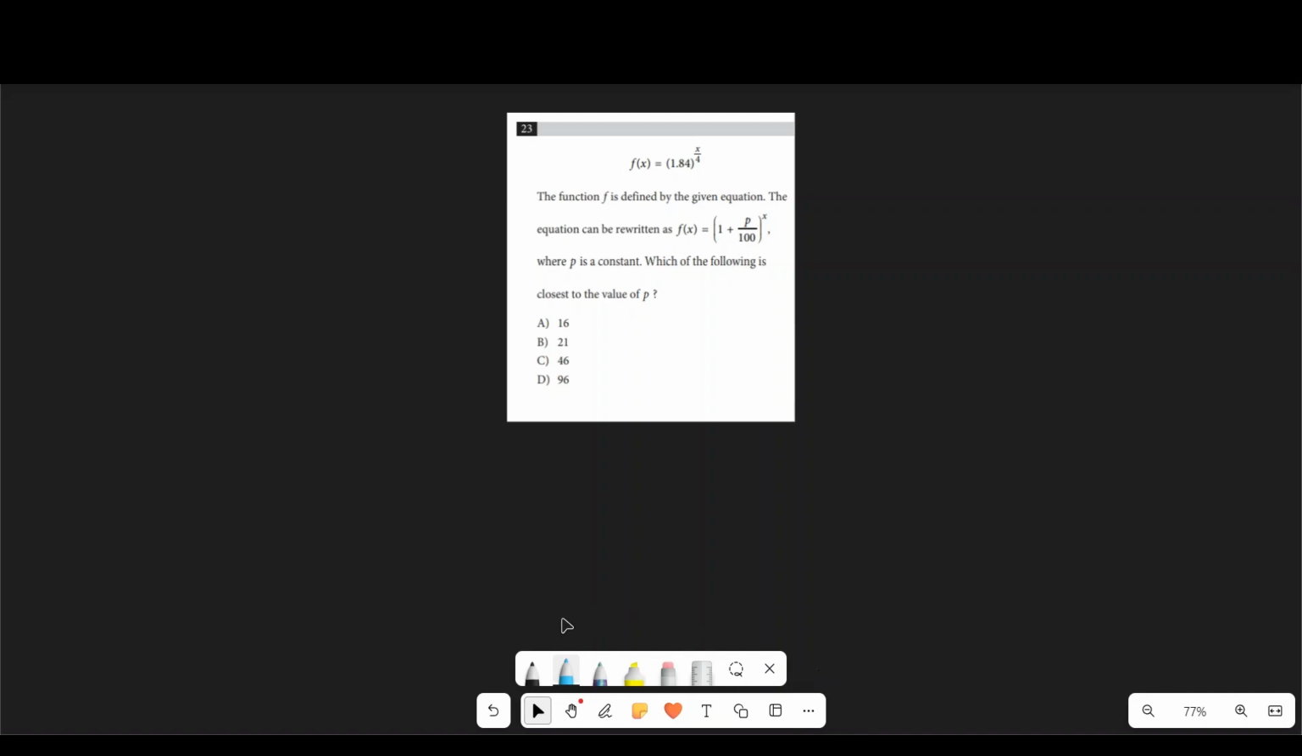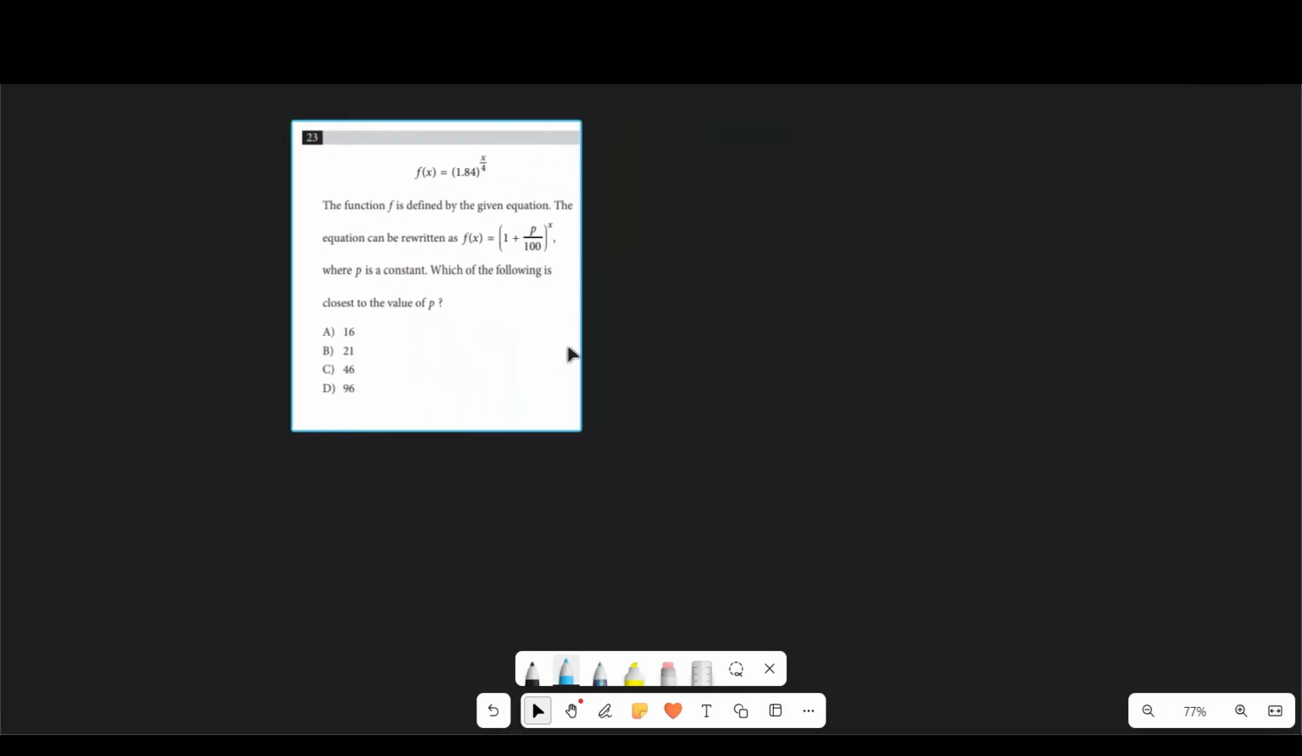This question is for the official 2024 Test Bundle 6, Module 2 of the Math section. The function f is defined by the given equation, which is up here. The equation can be rewritten as f of x is equal to 1 plus p over 100 all raised to the x power, where p is a constant. Which of the following is the closest to the value of p?